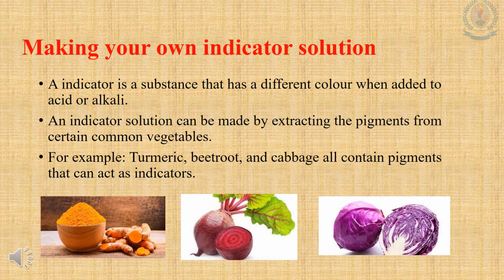We can make our own indicator solutions. Some indicators that we use are pigments found in plants. For example, hydrangeas contain a pigment that causes their flowers to change color according to the soil that they are growing in. An indicator solution can be made by extracting the pigments from certain common vegetables also. For example, turmeric, beetroot and cabbage all contain pigments that can act as indicators.